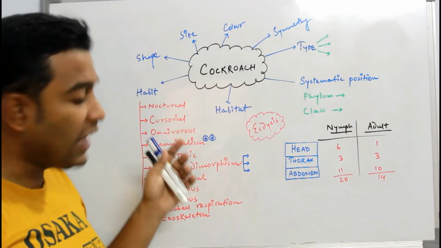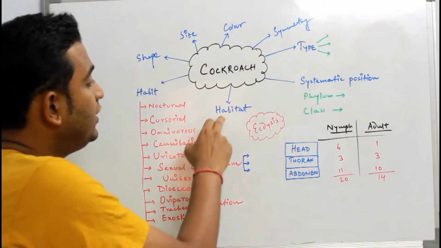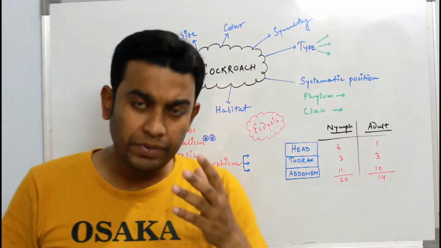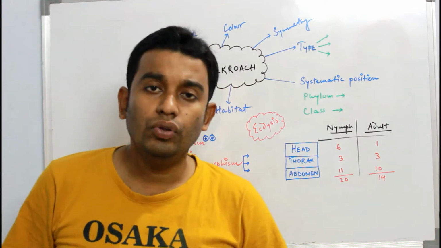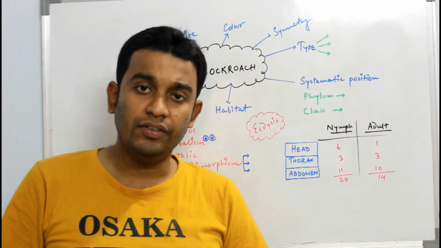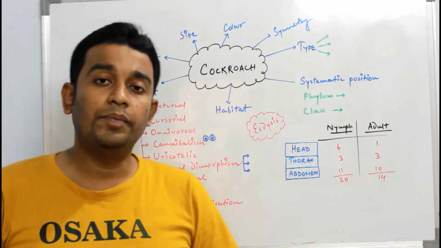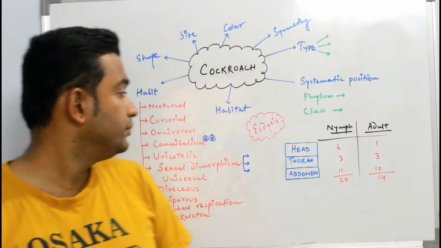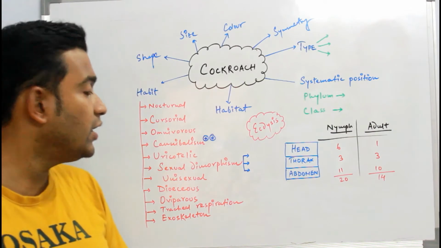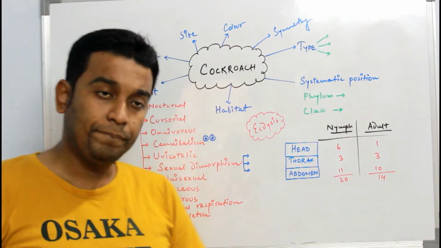Now, before we talk about the habit, let's quickly see the habitat. It's pretty much common. You talk about all those damp areas, shady areas, grocery shop, kitchen and all, there where you can see the presence of the cockroach. Now let's begin with the different types of habit.